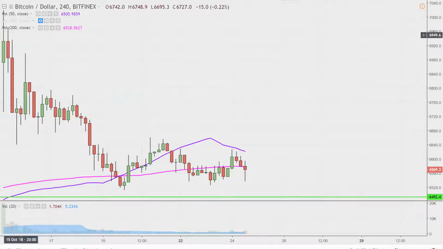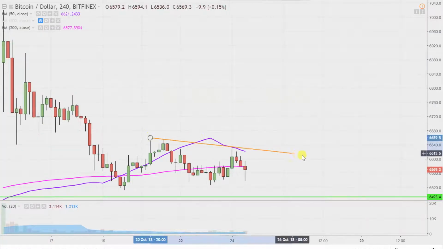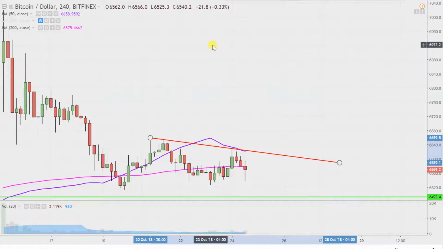So the first level I do want to put in here is this resistance trend line that has now started to take shape. Let's make this red for resistance. There we go. Via these highs right here, meaning the reason I was able to draw a downtrending trend line is because technically the highs are getting lower and lower.